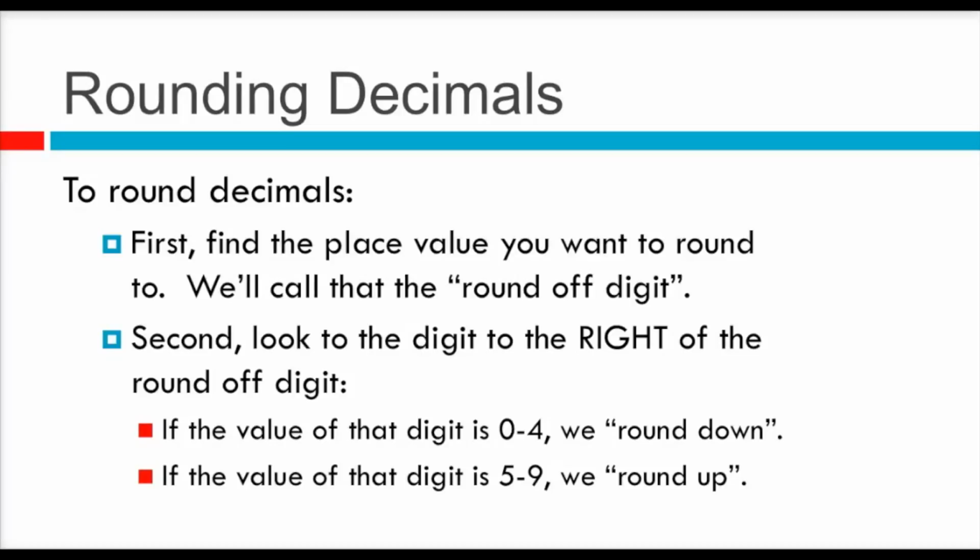So, to round decimals, first we find the place value that we want to round to. We're going to call that the round-off digit in this video. Second, look to the digit to the right of the round-off digit. If the value of that digit is 0 through 4, we round down, or if the value of that digit is 5 through 9, we round up. And we'll see how this plays out in a couple of examples.